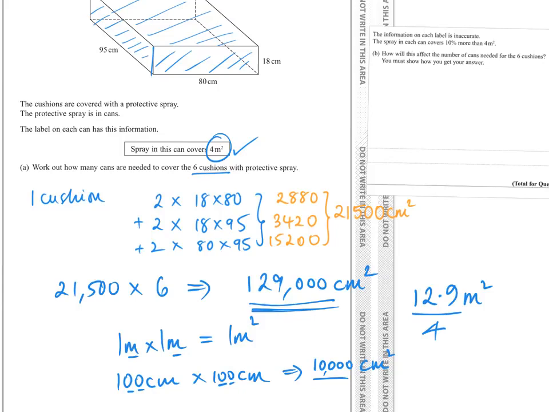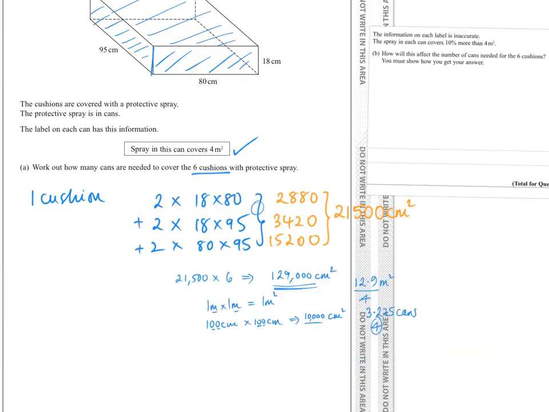I then would have to divide that by 4, because that's what each can covers. Divide that by 4, and that gives me 3.225 cans, so I'd have to buy 4. Right, so let's have a look at the next part.